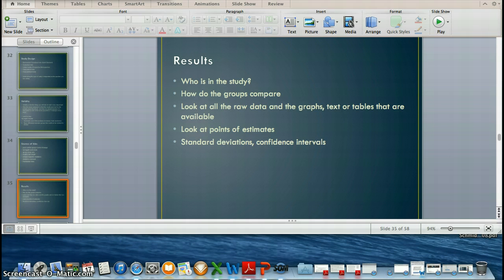Points of estimates is essentially relative risk. What is the relative risk? And then for statistical significance, you look at the standard deviations and confidence intervals, and essentially you are looking for a measurement of error. And for confidence intervals specifically, you are looking at error of range of the point of estimates.